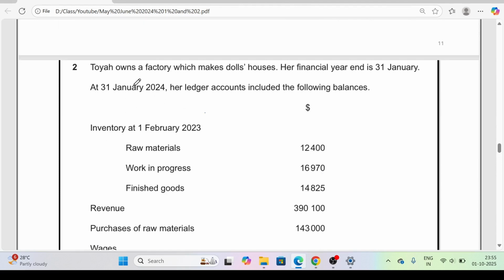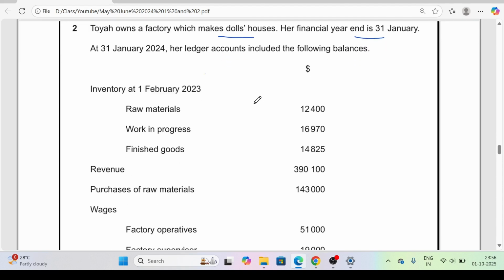Here, Toya owns a factory which makes doll houses. So the factory makes doll houses, they're going to manufacture, right? In the manufacturing account, what is the main product we have to check? Based on that, items will be there. So we have to check what product they make in that factory. Here, doll house. Then when is the financial year end? 31st January. At 31st January 2024, our ledger accounts included the following balances.